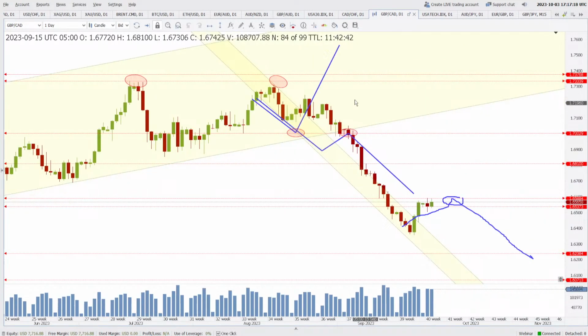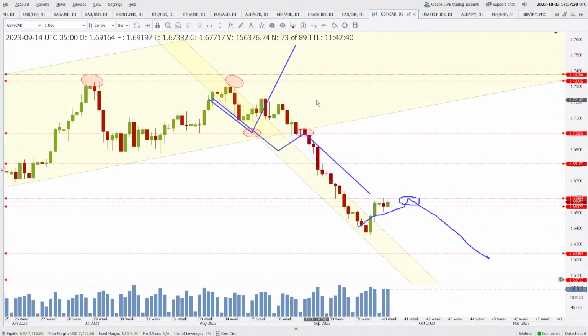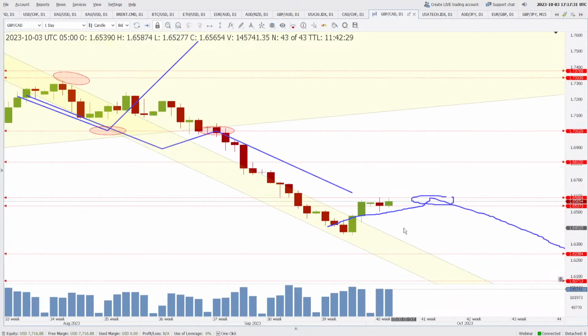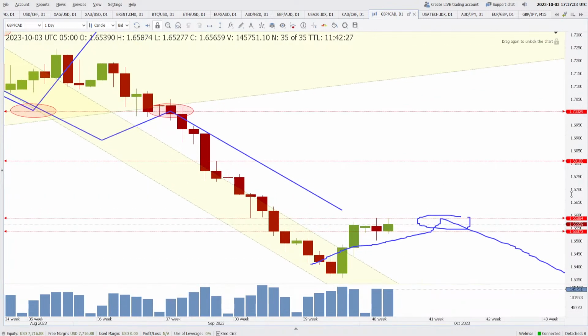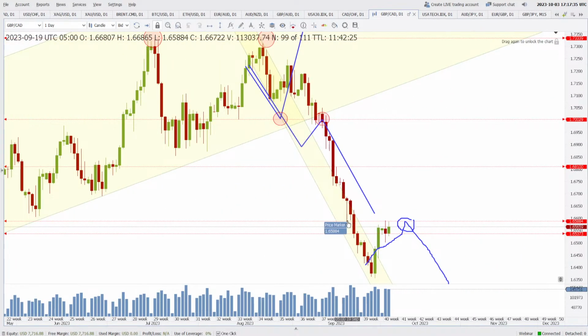GBP CAD, well, the pound has been doing good for the past 2-3 days, but this has still stuck between this crucial resistance. This is a crucial resistance zone which I have carved on my charts. This is the low which the price, I think, is trying to respect here, and this range of 1.6537 to 1.6588 is very crucial, and the price has stuck today between this range.